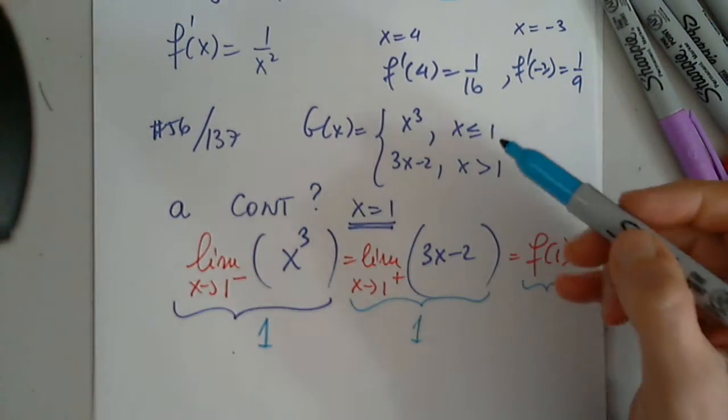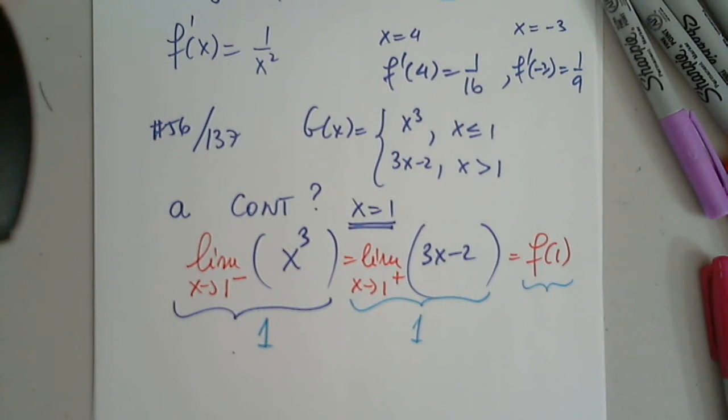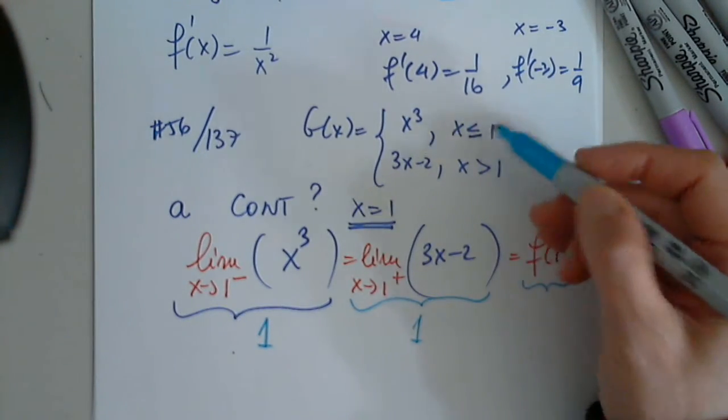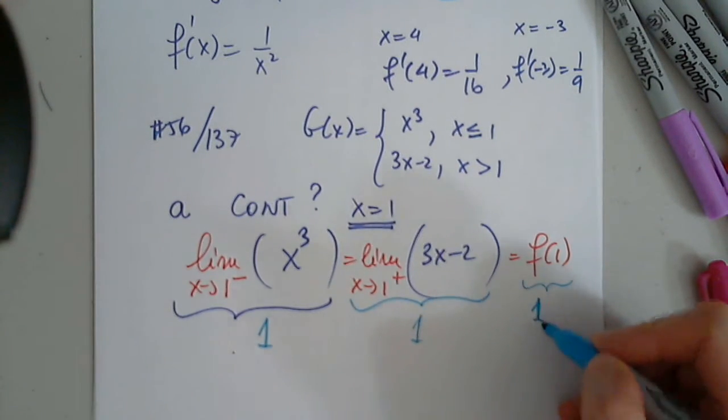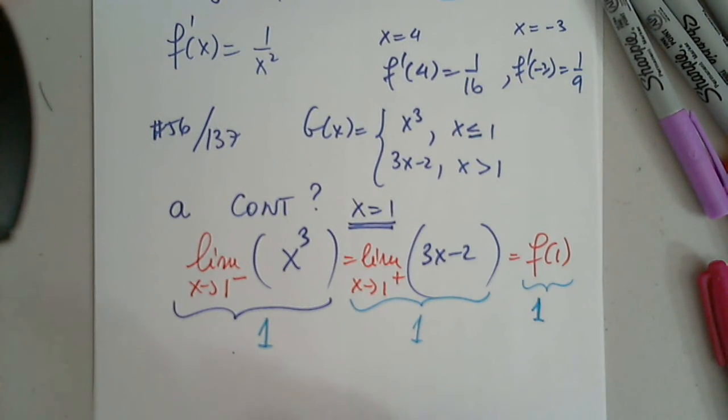1. Which of the two branches are we going to use? Top or bottom? The top branch. Right, because of the equal symbol. Is this function continuous at 1? Yes, it is continuous.